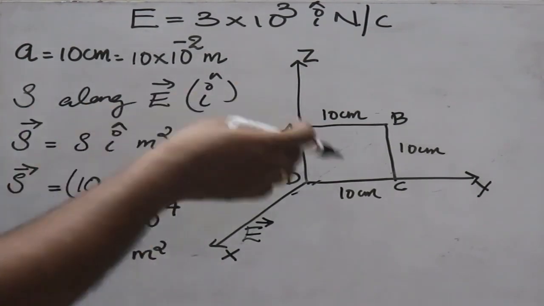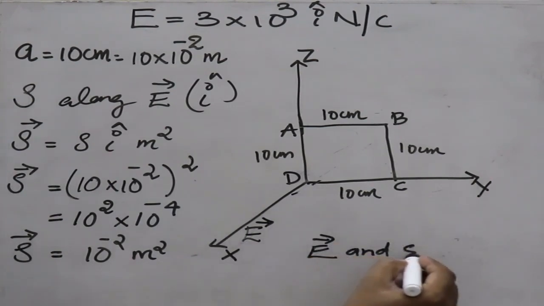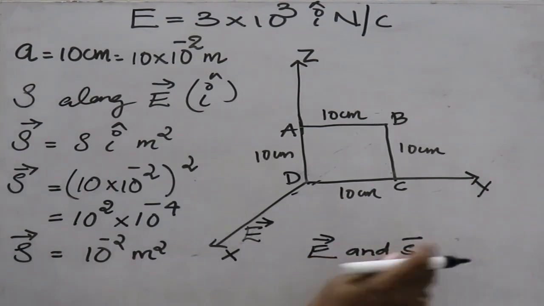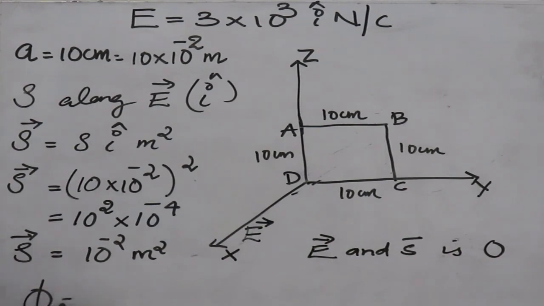But we know that the area vector and the electric field act in the same direction. So the angle between the area vector and the electric field is 0. Now we can find the flux. The flux is given by phi equal to E dot S, that is equal to ES cos theta. We know the value of E, we know the value of S, and we know the value of theta.